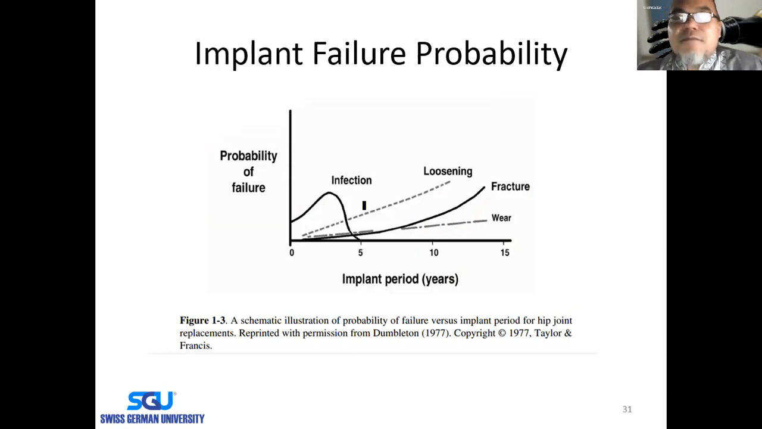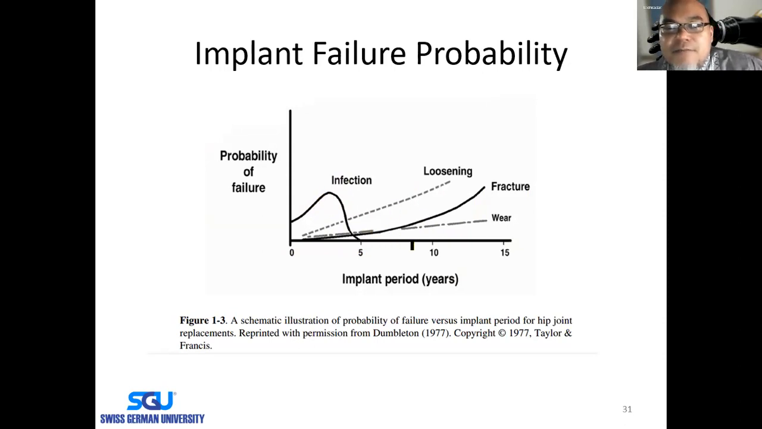This graph shows the probability of implant failure and what could cause it. Usually in the early years after implantation, the failure most of the time comes from infection, because the surgery is not perfect. Also, when you have a small micro gap between the implant and the surrounding tissue, that can be a place for bacteria to grow and cause infection.